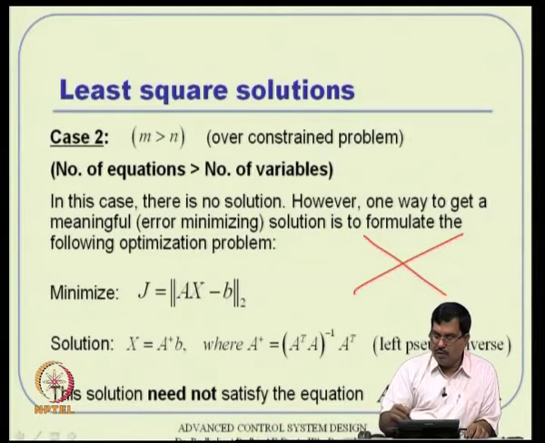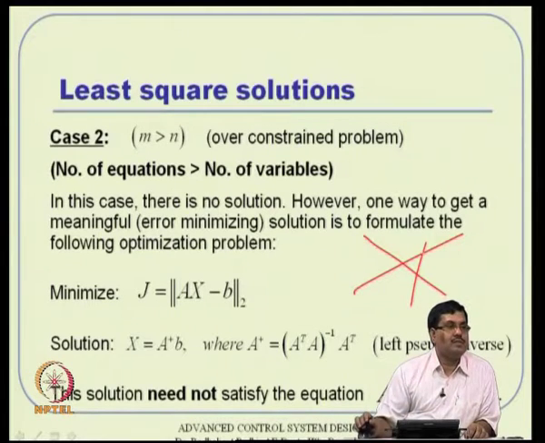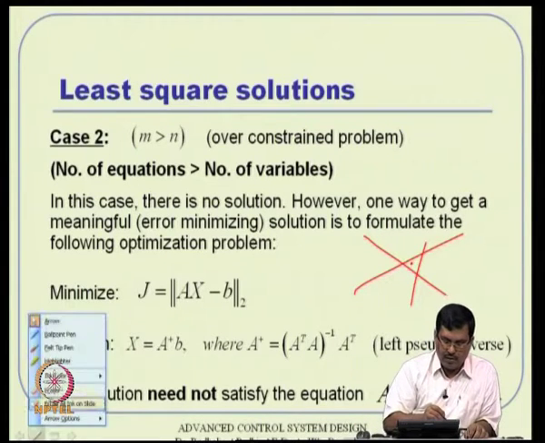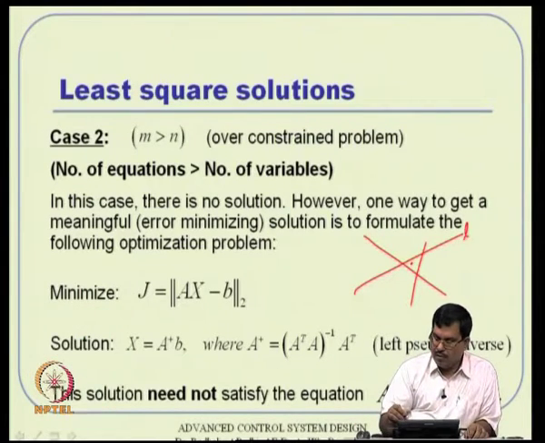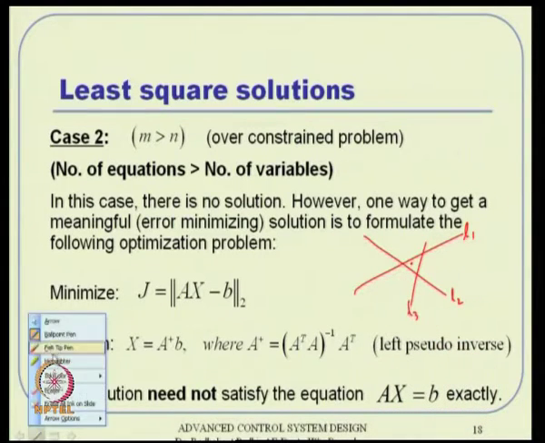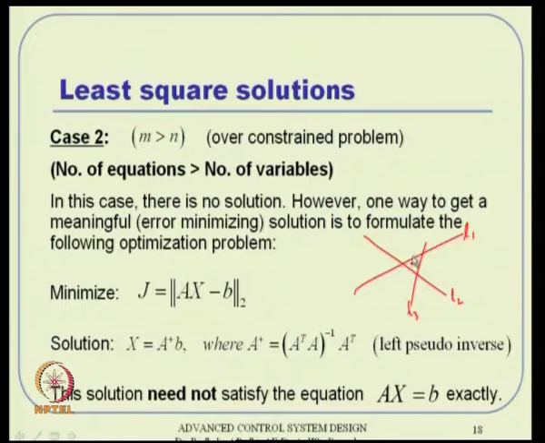Now, if you have 3 lines, the third line need not pass through that, it can pass through something like that. Then you are trying to find a solution which will be close to all the 3 points, whatever 3 points you talk about. Suppose this is L1, this is L2 and this is L3. Obviously, L1 and L2 has a solution, L2 and L3 has a solution, and L1 and L3 has a solution.